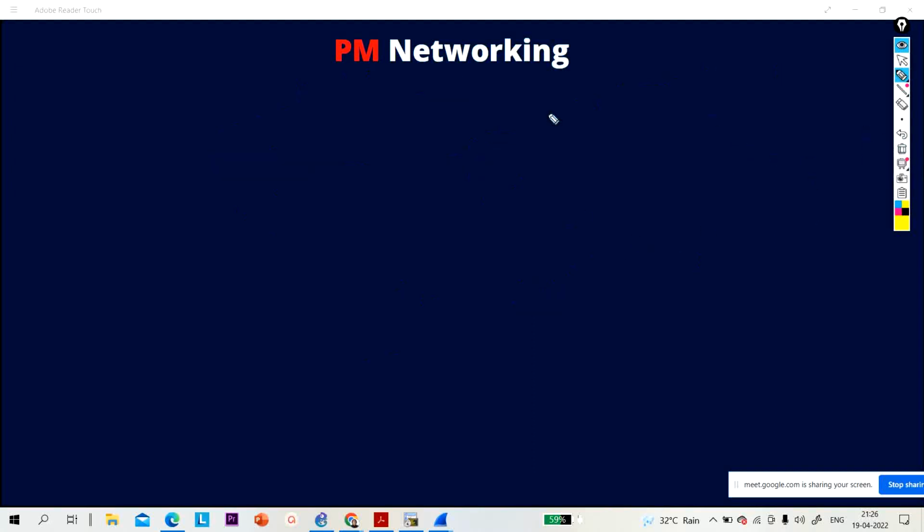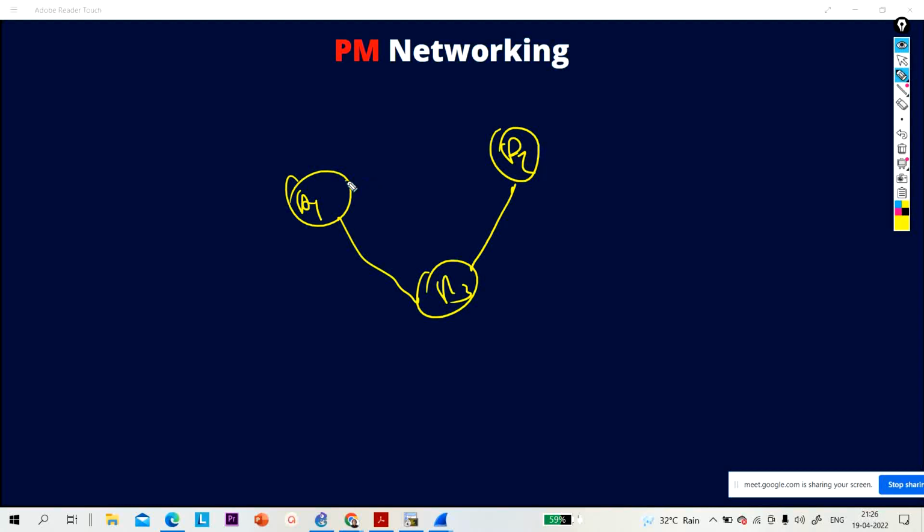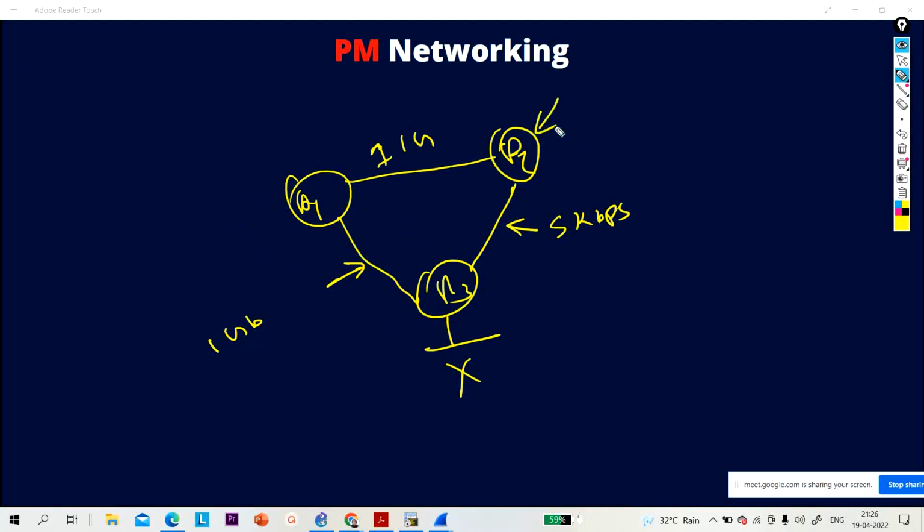But guys, what is the problem here? Suppose this is my network R1, R2, R3. Suppose here is network X. Okay, suppose the bandwidth of this link is 1 gigabit, right? And suppose the bandwidth of this interface is 5 kbps. Guys, which path is best for R2 to reach X network? This path or this path?